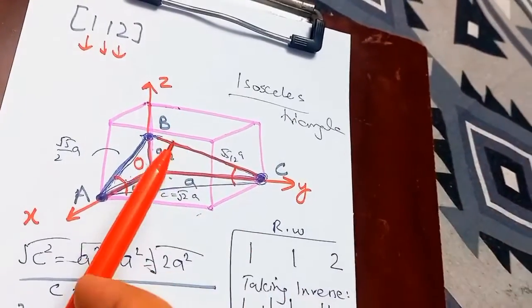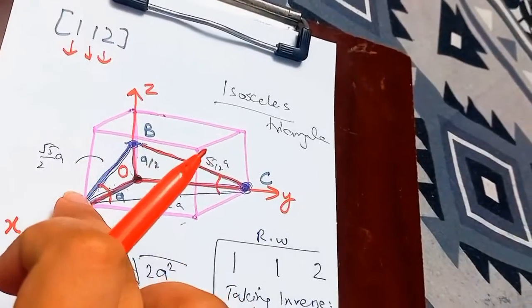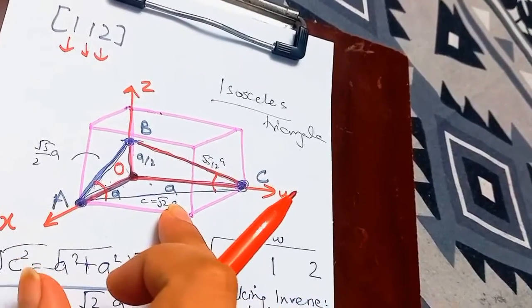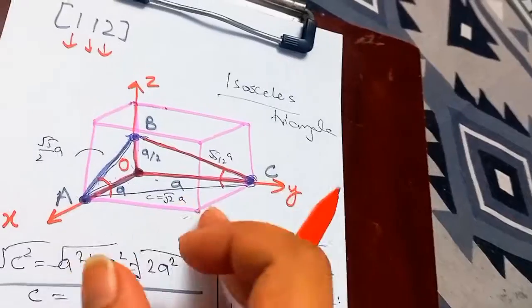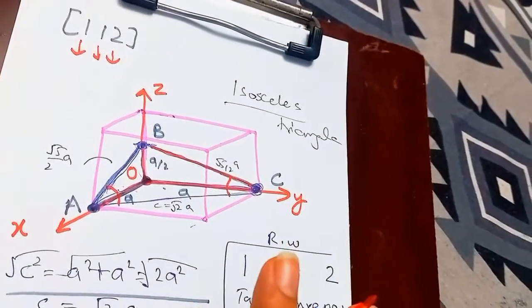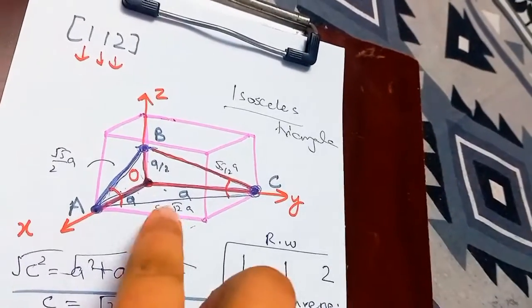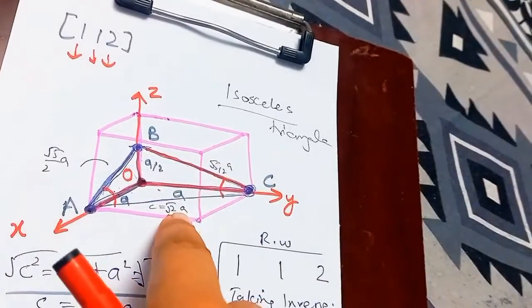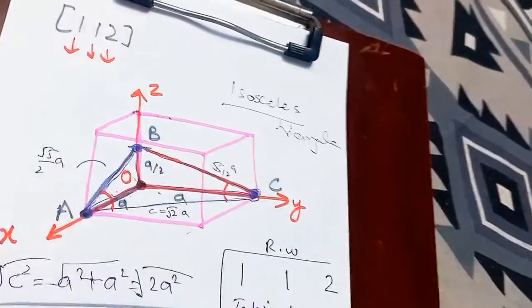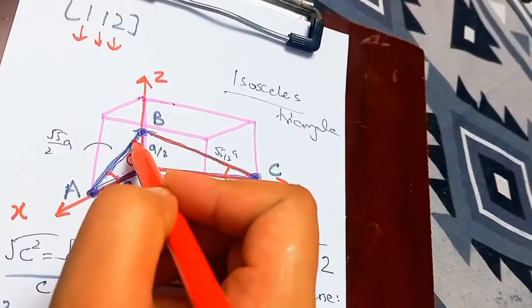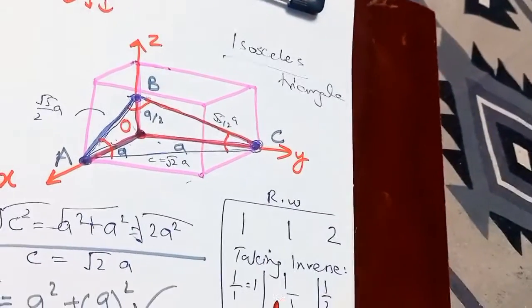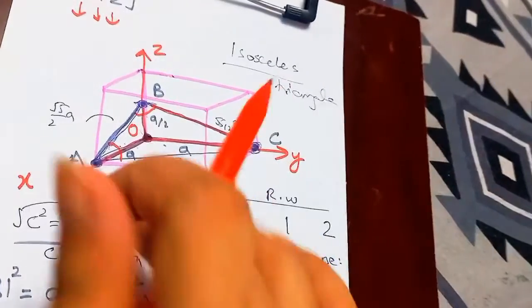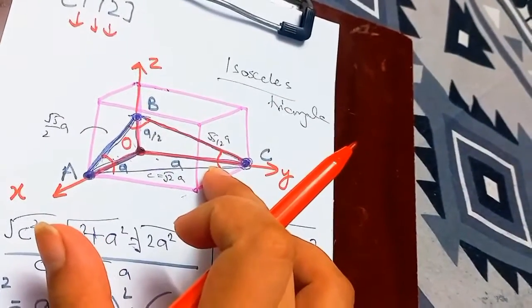Okay, you can see here, let's say this is under root 2a by 2, under root 2a, same side lengths, and it's an isosceles triangle as well. So these two sides are equal and these two sides are equal, so the angle will be equal as well, while this angle, the third angle, will be different. Okay, but these two angles will be same.